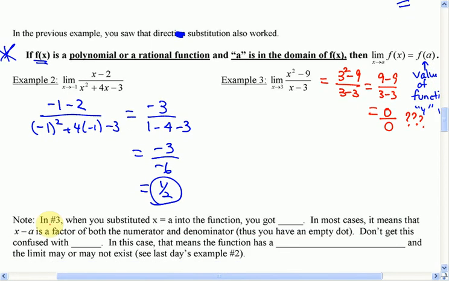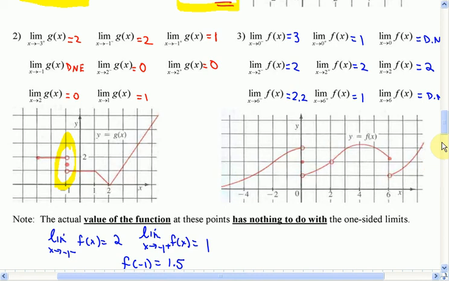It says in number 3, when you substituted x equal to a into the function, so there's my rational function, we got this case, 0 over 0. Now in most cases, this means that x minus a is a factor of both the numerator and denominator. Now remember this question here, x approaches 3, x squared minus 9 over x minus 3? We did that last day. Take a look with me again.